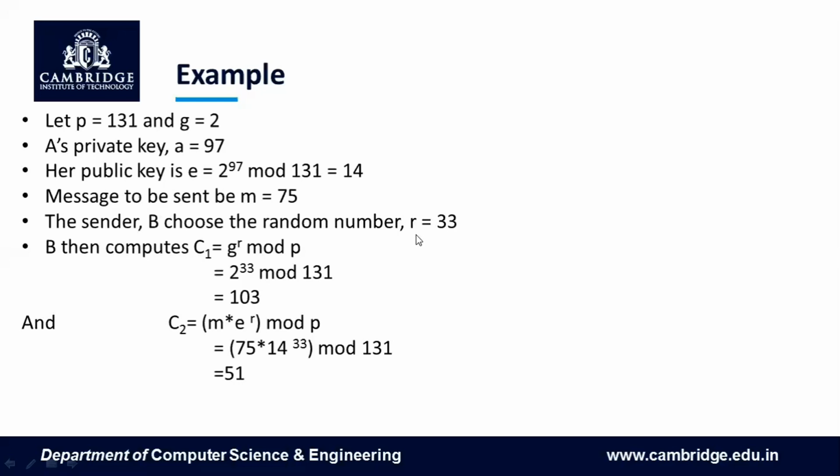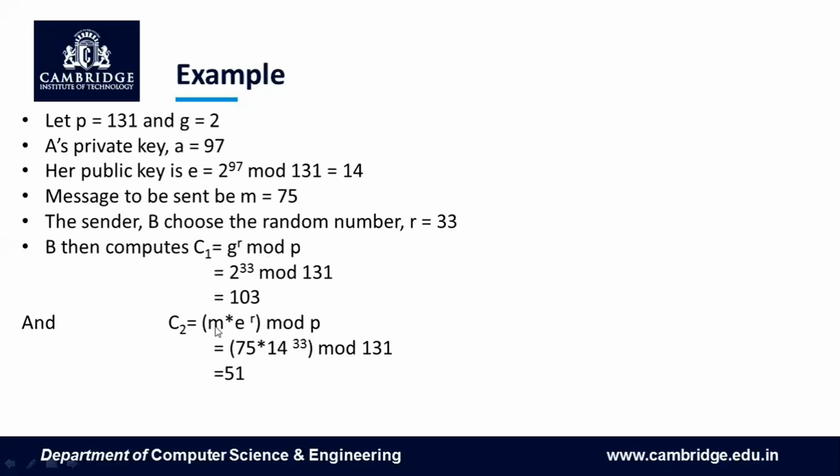One condition is satisfied. Another condition: it should be greater than 1, yes, and it should be less than P minus 1. It is less than 130, yes. So R is 33. The first step in order to find C1 is C1 equals G to the power of R mod P. So 2 to the power of 33 mod 131. Performing this using the square and multiply method, you will get the remainder as 103.